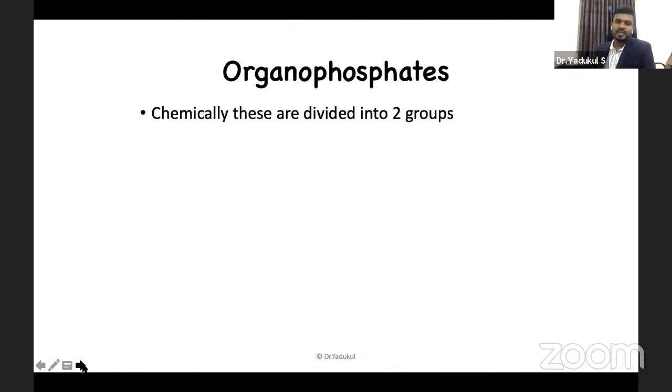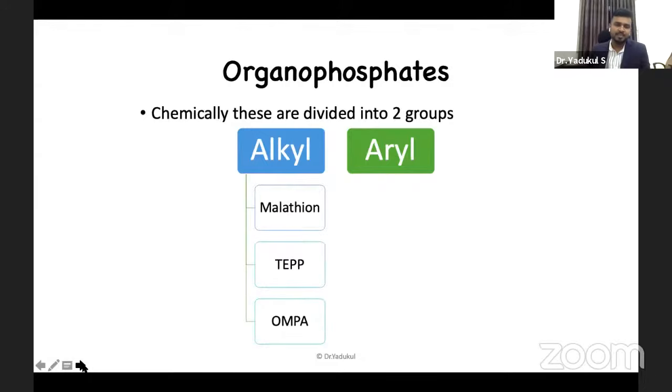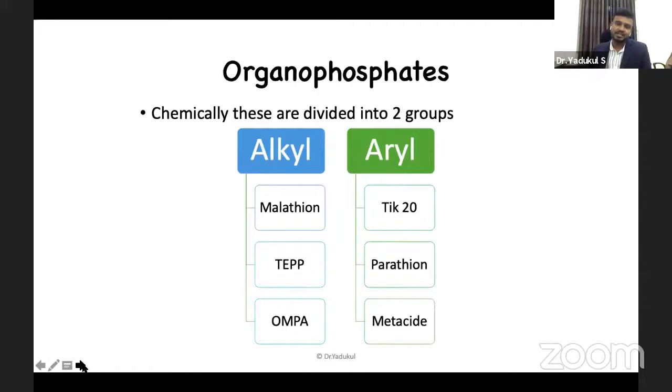These organophosphates are chemically divided into two groups. As we all know, one is called the alkyl group and the other is called the aryl group. The alkyl group consists of malathion, TEPP and OMPA. These are the ones farmers commonly use. The second is TIK-20. I think most of us would have heard this term, TIK-20 poisoning. This is from the aryl group of organophosphorus. In the aryl group we also have parathion and metacid. TIK-20 and metacid are the most common organophosphate poisonings we encounter in our clinical practice.